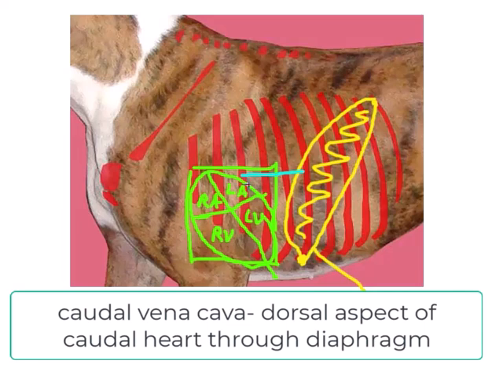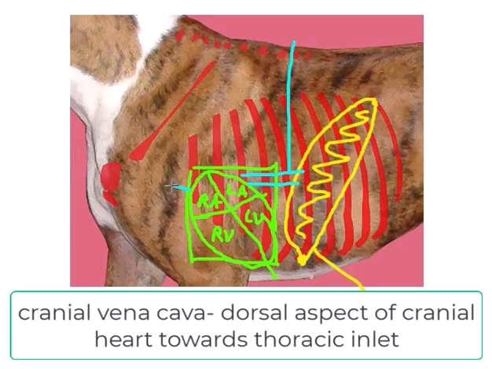We'll draw the caudal vena cava coming off the dorsal aspect of the caudal heart, and it's going to run through the diaphragm. We'll draw the cranial vena cava coming off the dorsal aspect of the cranial heart, and we'll run that to the thoracic inlet.